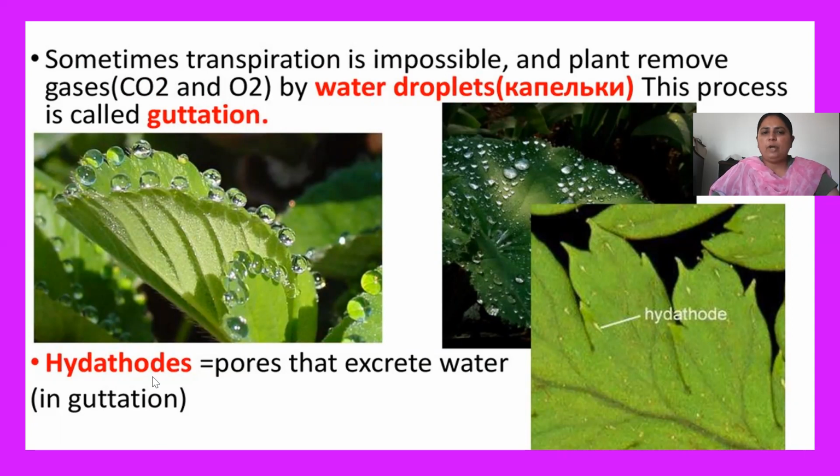So what are hydathodes? Hydathodes are the pores that excrete water in the process of guttation. Here you can see these small pores, which are present adjacent to the veins only, and through these hydathodes the excess water comes out and accumulates on the margins of the leaves like this. It looks so beautiful when you visit a field during early morning, when the root pressure is very high and the transpiration is very low.